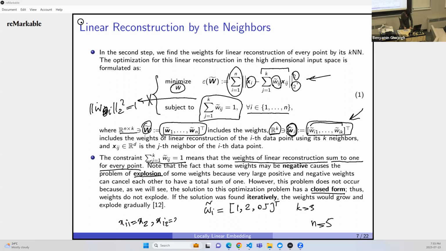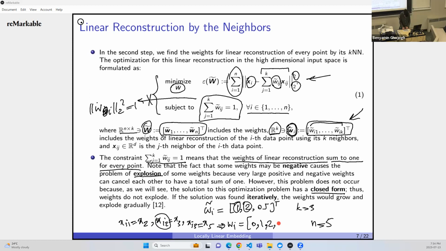xi2 is x3 and xi3 is x5. Assume, okay? So the neighbors of xi are x2, x3, and x5. Then what happens? My Wi becomes this. So it gives me 0 because x1 is not one of the neighbors, right? Then x2, its weight is 1. x3 is also actually xi2, its weight is 2.